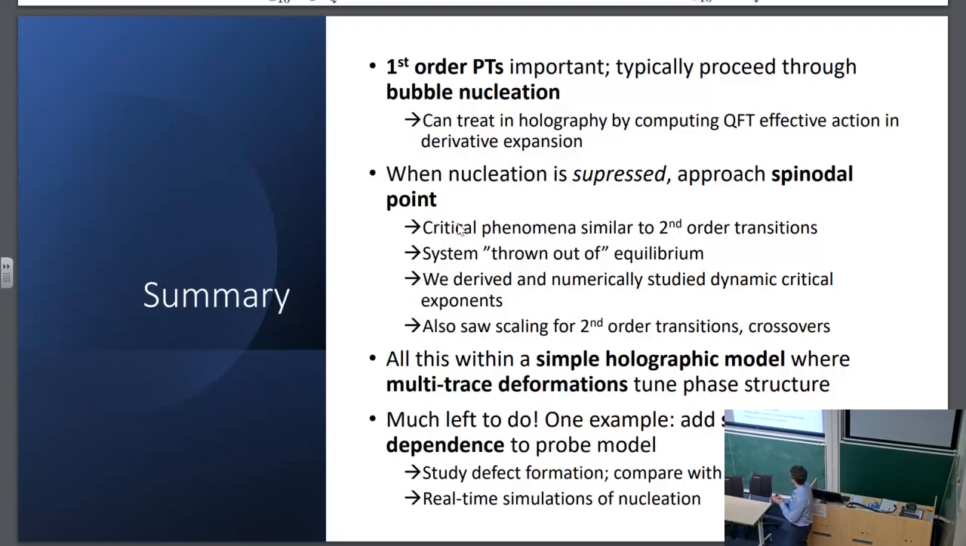For one thing, we assumed homogeneous fields in space here. So one nice generalization is to allow the field to vary in space. And then you could do various things. You could do Kibble-Zurek, which has been done by Julian, who I think is here somewhere, and others in holography. But you can do some variation of that, or real-time simulations of nucleation, similar to what David has been doing, but easier, because in this probe model you don't have to do dynamical gravity.